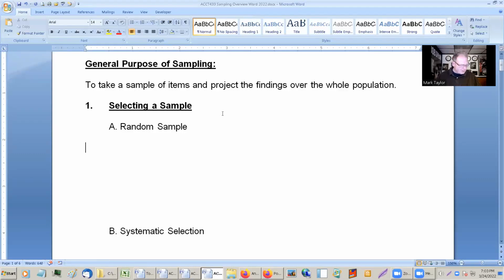I think we talked about this before. I can't remember. Random sample. This is the best sample. And why is it the best sample? Why do we want to have a random sample? Are likely to represent the population. Yep.